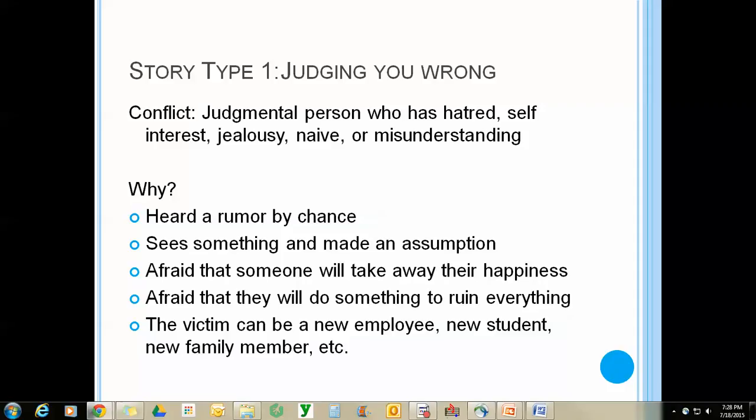Or maybe there's a misunderstanding. What started the conflict? Was it a rumor? Maybe they saw something and made an assumption. Maybe they're afraid the new character will do something that will ruin everything or take away their happiness. Just think about this: a victim could be the new employee, a new student, a new family member, somebody who could just be subjected to getting judged because they're new, they just came.